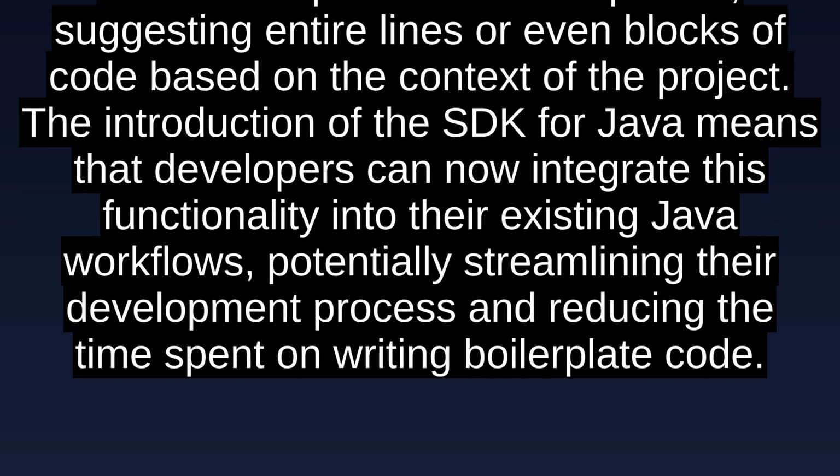For those who may not be familiar, GitHub Copilot is essentially an AI pair programmer that can help with code completion, suggesting entire lines or even blocks of code based on the context of the project. The introduction of the SDK for Java means that developers can now integrate this functionality into their existing Java workflows, potentially streamlining their development process and reducing the time spent on writing boilerplate code.